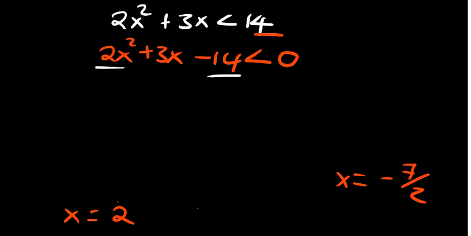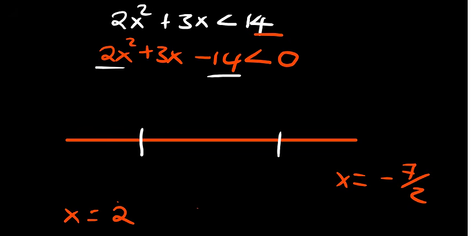Okay, so basically there was no need of us trying to look at the domain, because whenever you talk about a quadratic function, it's possible that all the values will define it. Okay, or the set of real numbers. So we have negative 7 over 2 and also 2.